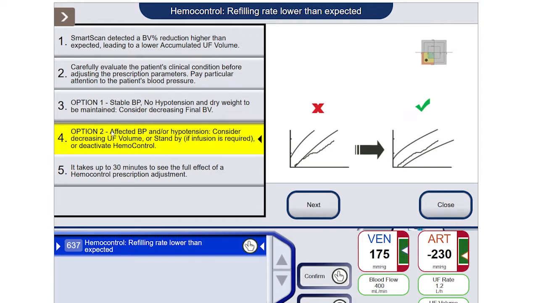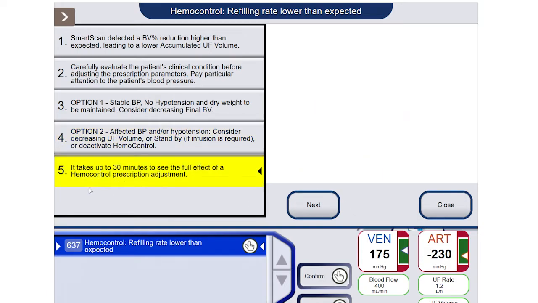Option 2 is if they have an affected blood pressure or hypotension, we could consider decreasing the UF volume, so decreasing the amount of fluid we're actually trying to take, or putting them in standby if an infusion is required, or deactivating HemoControl. I don't typically like deactivating HemoControl unless it's early on in the run. I think you can usually make adjustments to either meet your target or meet the patient's needs.